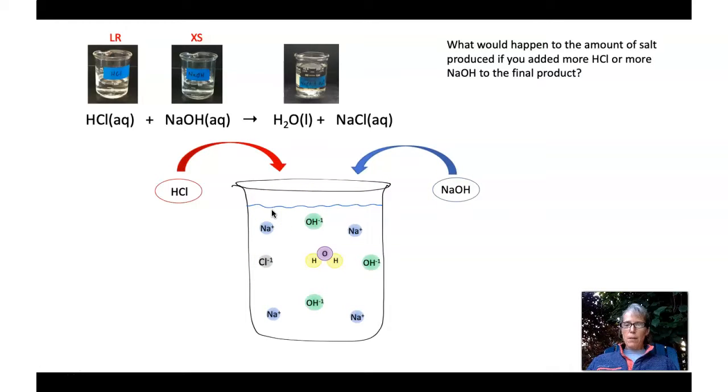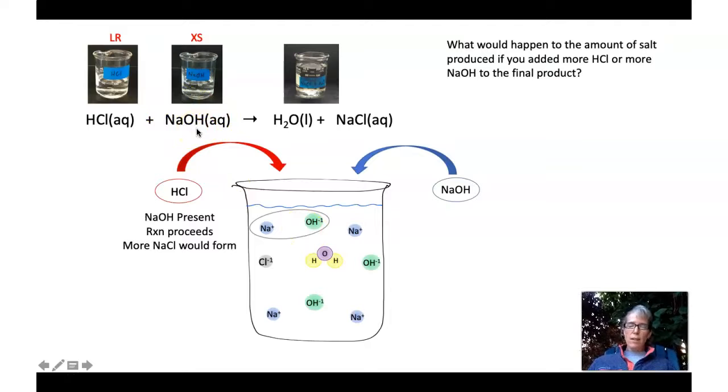Well, if we think about the HCl, it needs sodium hydroxide to react. And lo and behold, here's some sodium hydroxide that the equation says we need. So if we add more HCl, the reaction would proceed and we would make more sodium chloride.